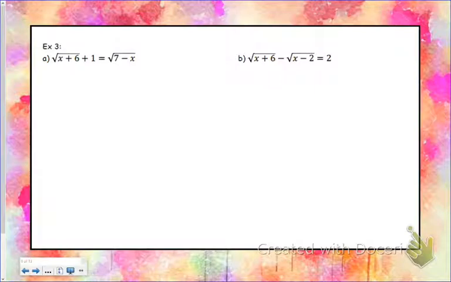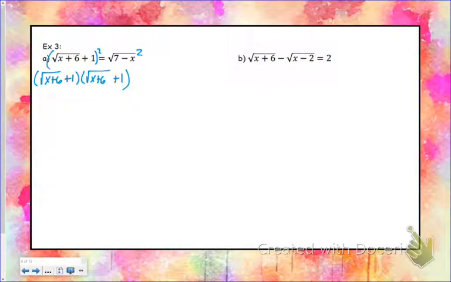Right, so this is probably the toughest algebraic example, and it's not that it's a different process, it's just a couple extra steps. Okay, so at this point we can't really get one radical by itself because there's radicals on both sides, and if they're not the same root, we can't add or subtract them together. So what we're going to do at this point is go ahead and square both sides. The right side is going to be pretty easy. That's going to be just 7 minus x. But on this left side, we have to remember we're actually doing the square root of x plus 6 plus 1 times the square root of x plus 6 plus 1.